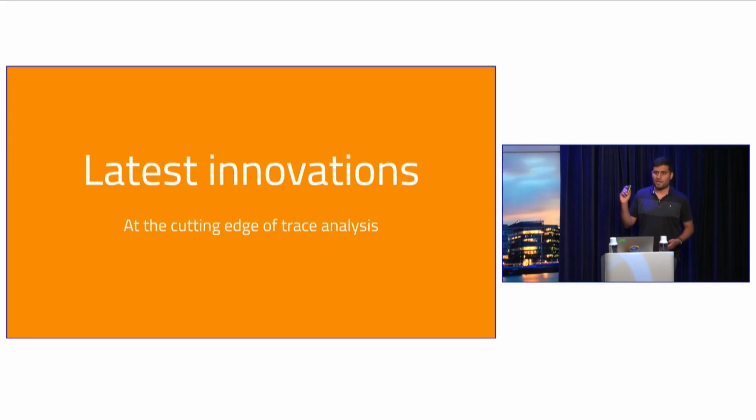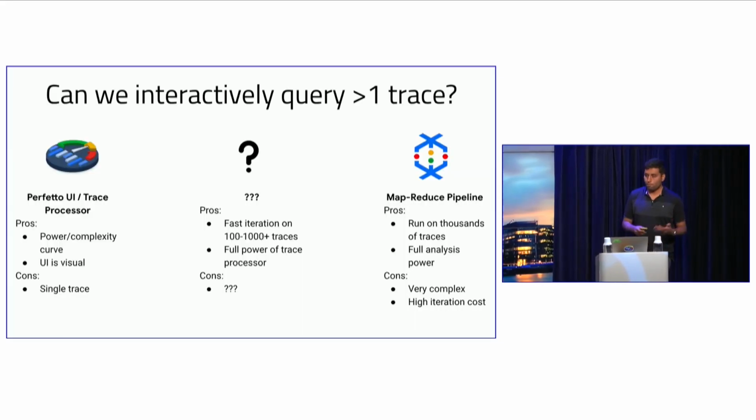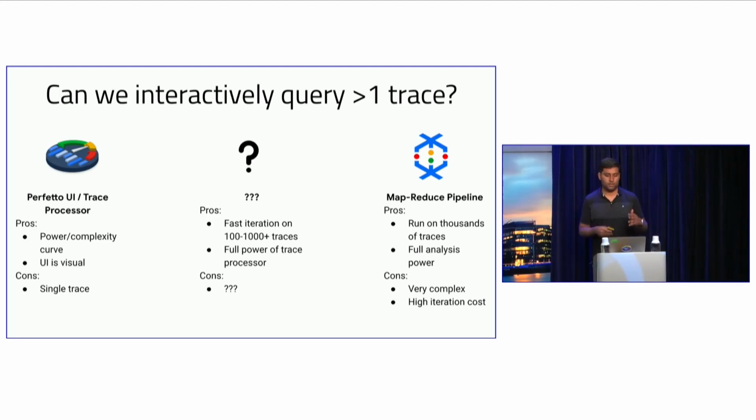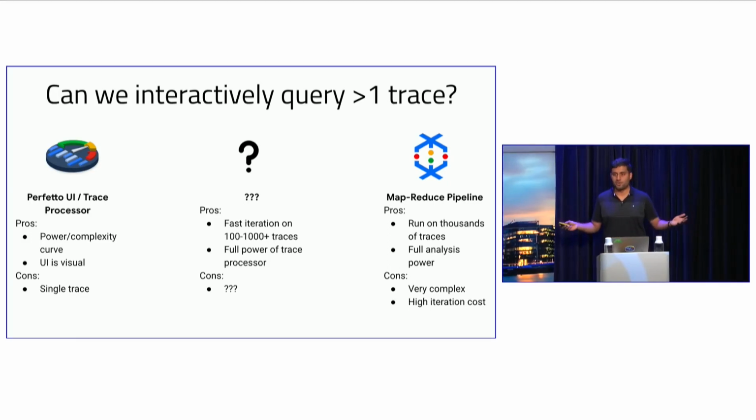So let's talk a little bit about the latest innovations. One big thing that we've wanted for a long time is, can we interactively query more than one trace? Everything I've shown you until now is interactively querying one trace in the Perfetto UI or in Trace Processor Shell, but that's not useful if you're trying to see what the patterns are across multiple traces. And then you've got your MapReduce style pipelines on the other side, which can run over tens of thousands of traces, but it's extremely slow to iterate on these pipelines. Startup cost is very high, and you need to recompile the binary every time.